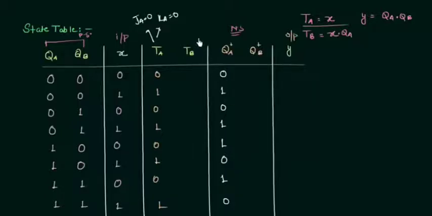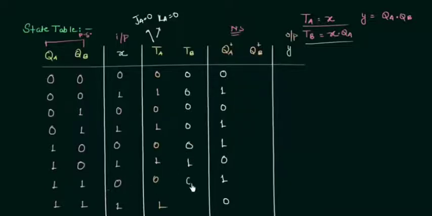Now we will move to TB. We have to find out the value of TB. It is equal to X and QA. We have to see QA and X, and take their AND operation. 0 and 0 is 0. 0 and 1 is again 0, and as you can see, the first four values of QA are 0, so definitely the first four values of TB are also 0. Then we have 1 and 0, so it is 0. 1 and 1 is 1.